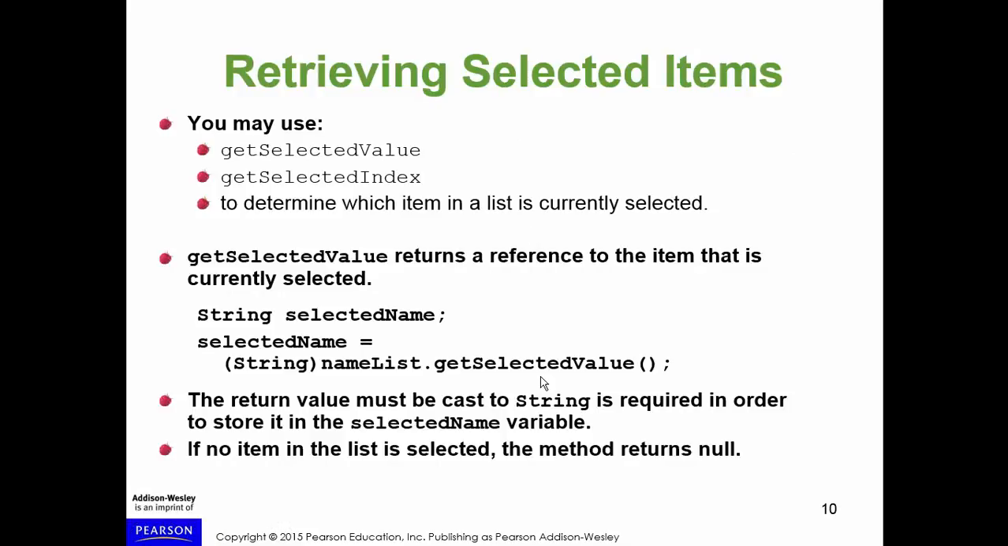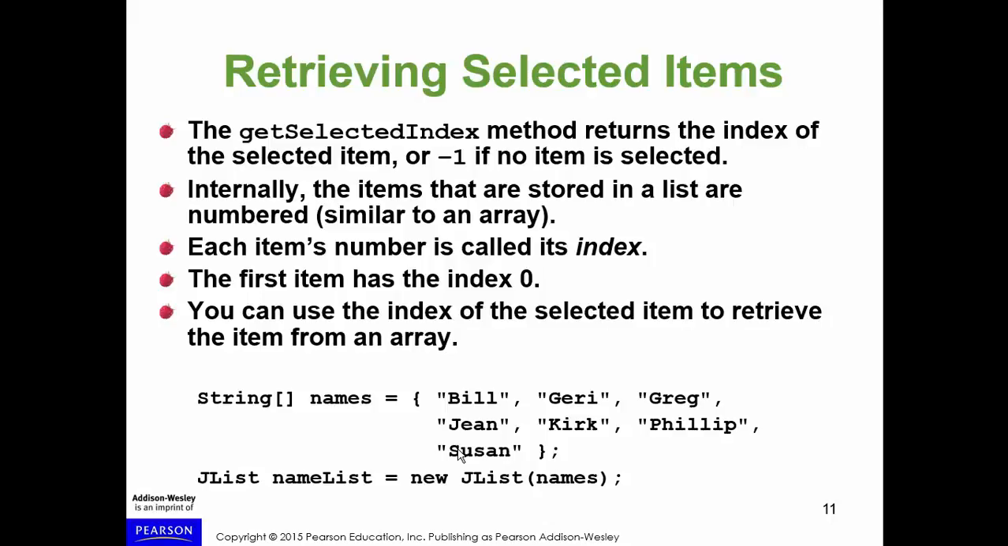When you retrieve selected list items, you can use getSelectedValue or getSelectedIndex. If you choose getSelectedIndex, just like with other languages, it starts with 0. So the first element is the 0th element. If the list is empty, it should return -1. So index gives you the location, whereas value gives you the actual value that's in there. The return value must be cast to a string, and if no item is selected, the method will return null. Pretty much what I just told you with getSelectedIndex. So again, that would be element 0, 1, 2, 3, 4, 5, 6.